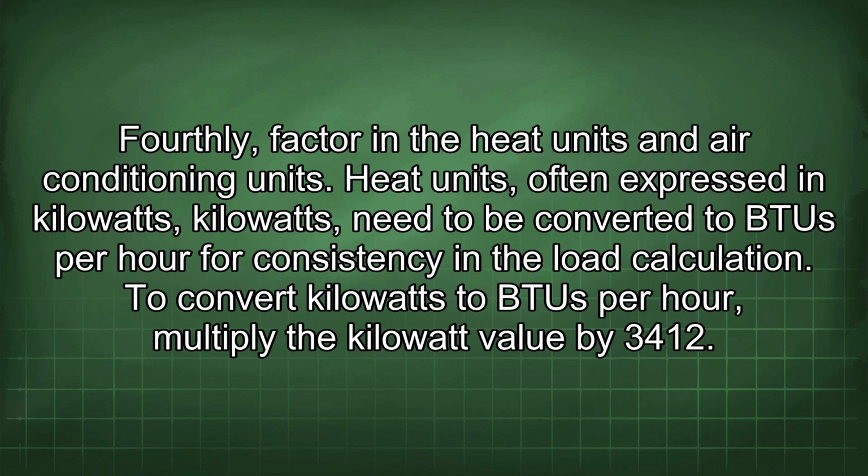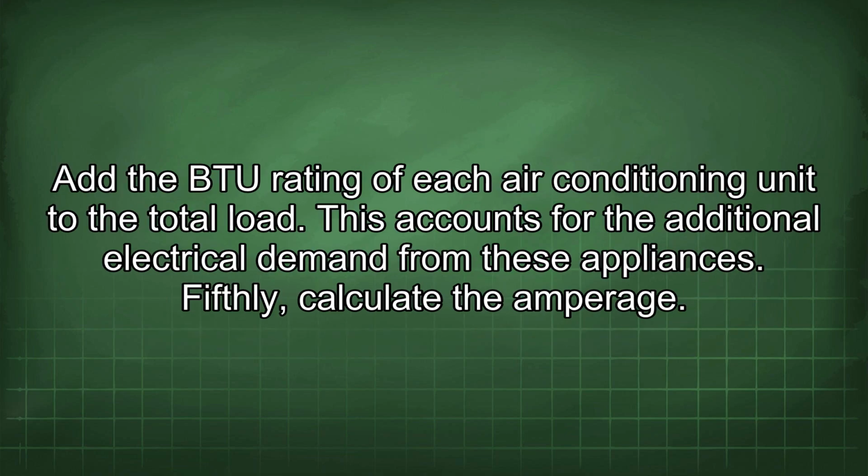Fourthly, factor in the heat units and air conditioning units. Heat units, often expressed in kilowatts, need to be converted to BTU per hour for consistency in the load calculation. To convert kilowatts to BTU per hour, multiply the kilowatt value by 3,412. Add the BTU rating of each air conditioning unit to the total load. This accounts for the additional electrical demand from these appliances.